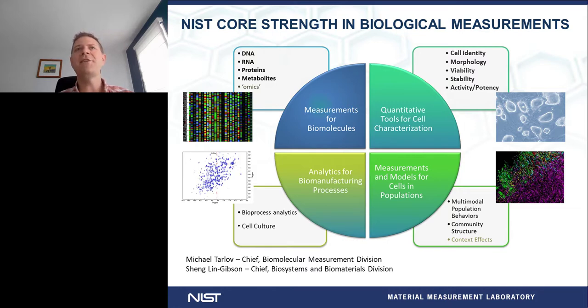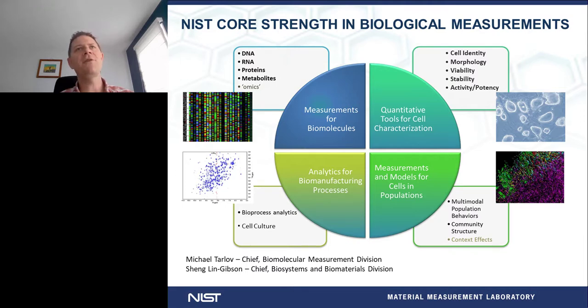Our core strength is actually in biological measurements, and this is primarily harnessed in two individual divisions, the Biomolecular Measurement Division and the Biosystems and Biomaterials Division. So, of course, a lot of the biomeasurements kind of cross paths between both of the individual divisions, but overall we have a very broad range of types of analyses that we can do.